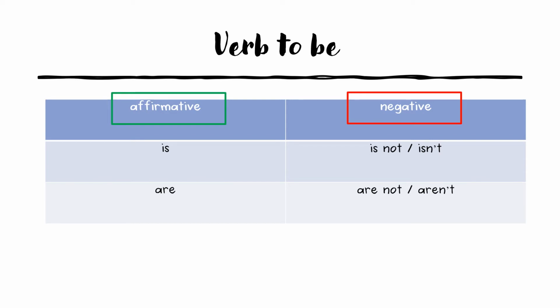Okay, so now let's go through. We have singular subjects. What are singular subjects? One person or thing, for example Ahmad, Maria, he, she, it, the cat. A single subject. So for affirmative, we use is. And the negative for singular is is not or isn't.